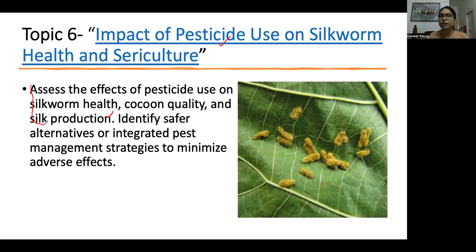Okay, so the extension I have given of the topic, the first half just tells you what factors you can work on, and then you have to identify the safer ones. This is the conclusion that you have to draw in the research. Okay, so identify safer alternatives or integrated pest management strategies to minimize adverse effects. Any pesticide which is leading to biomagnification, and which is leading to poor quality of the cocoon, maybe, or if it is affecting the life cycle of the silkworm, then we should stop using that. So this will be a very good topic of research.